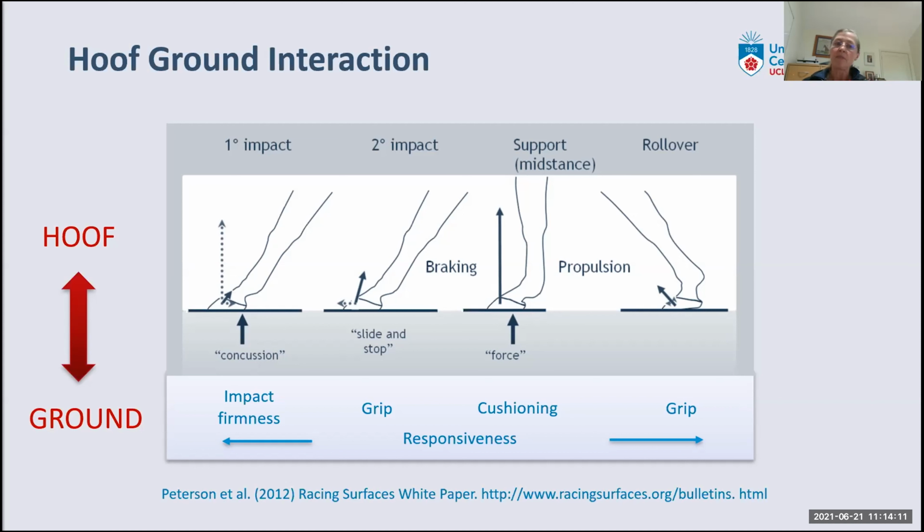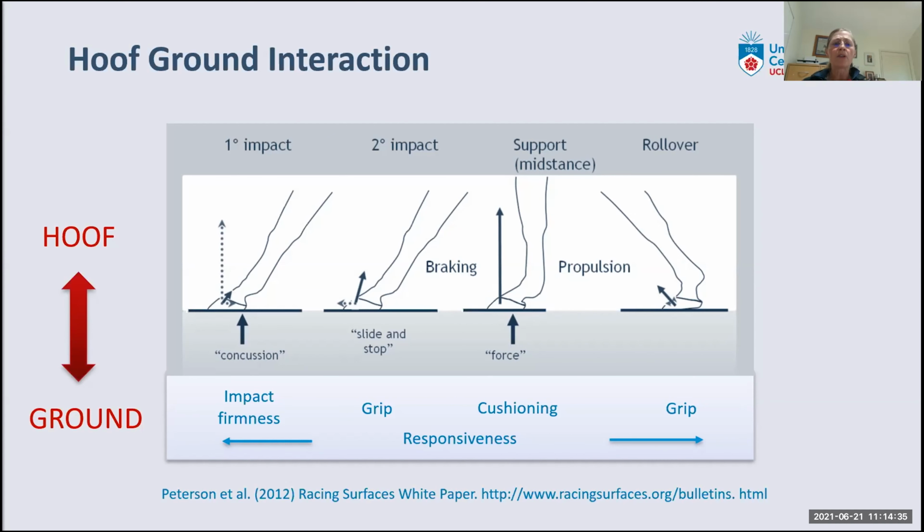And then during propulsion, obviously it's important if the horse is going at speed that it wants to maintain that particular speed. And so the propulsive phase is also important. The amount of grip is going to be important, particularly the amount of shear resistance of the surface for the horse to push against it.